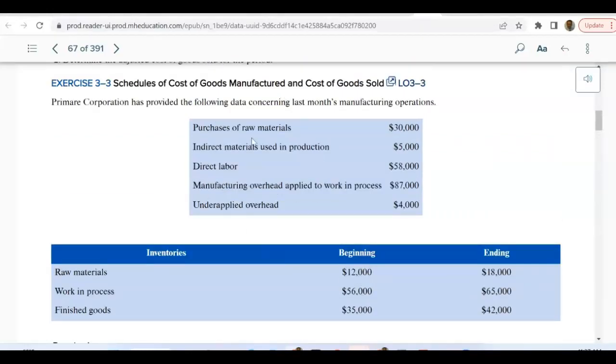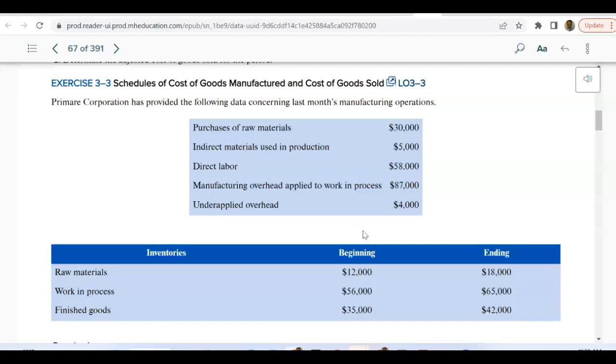And here is the information that we used in order to prepare the schedule of cost of goods manufactured and transferred to the finished goods, and the cost of goods sold that is sold and recognized as cost of goods sold. So from finished goods it has been subtracted and recognized as cost of goods sold.